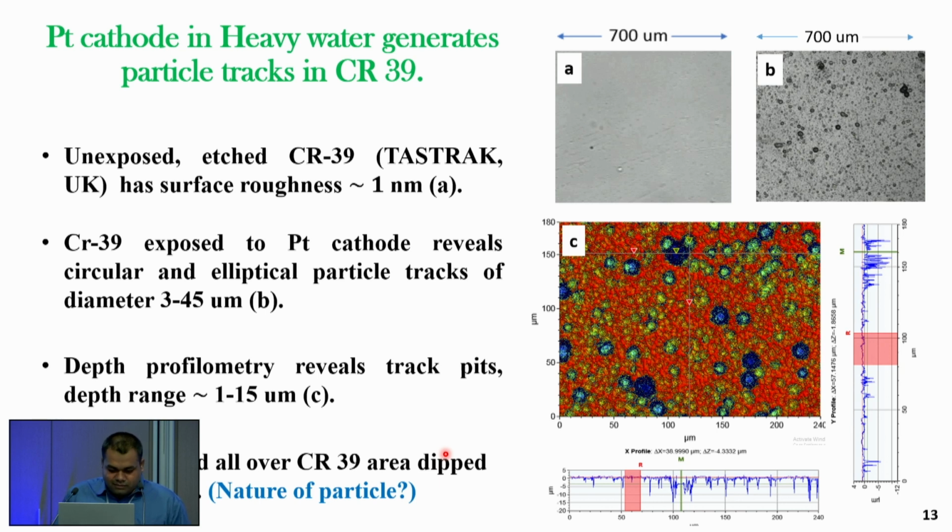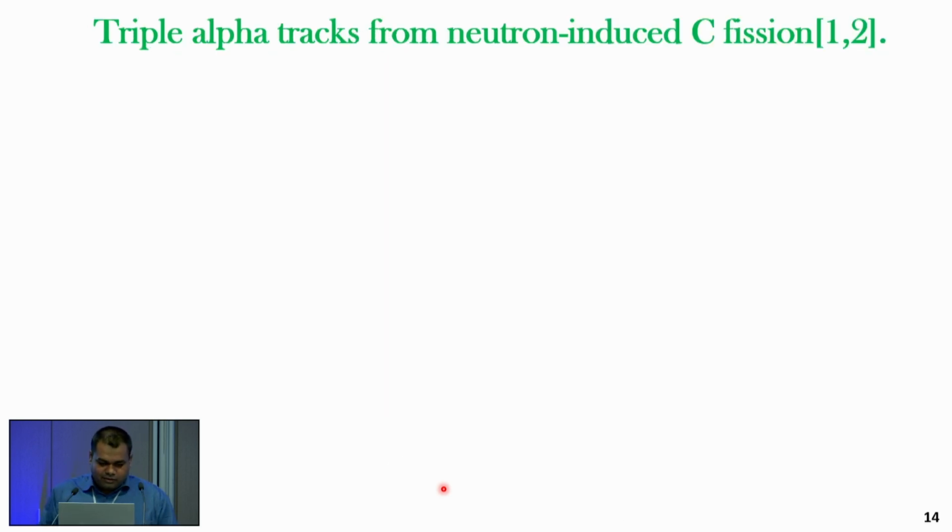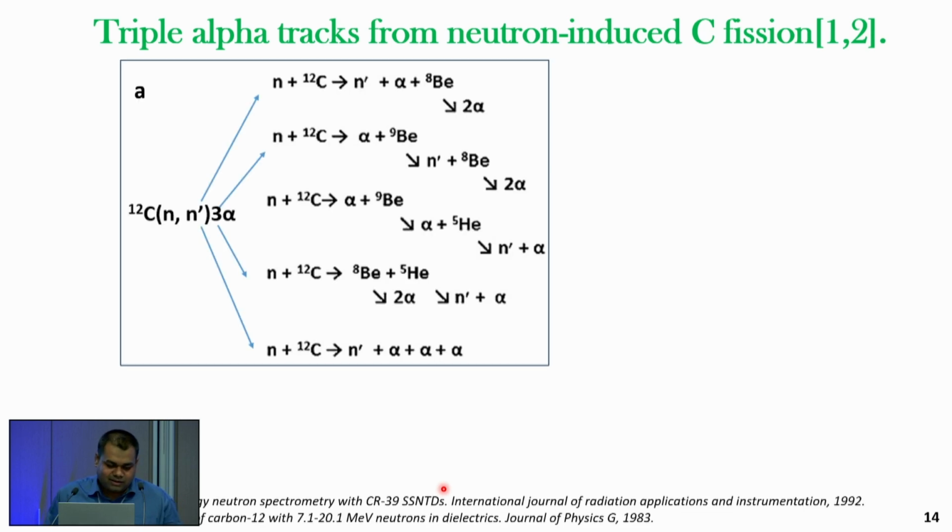And so now the task is to try to find out what could be the nature of the particle. So here we'd like to discuss first the standard reaction of a carbon with a neutron. A neutron hitting a carbon can undergo multiple reactions. The one which is important for us here is the last one, a neutron hitting a carbon and splitting it into 3 alpha particles. The threshold for this is like 9.6 MeV. It's quite high.